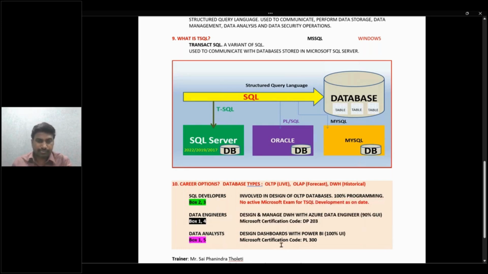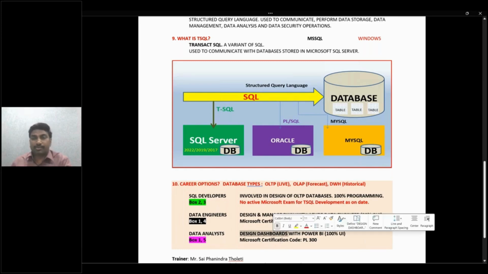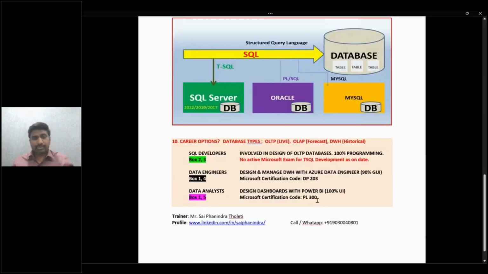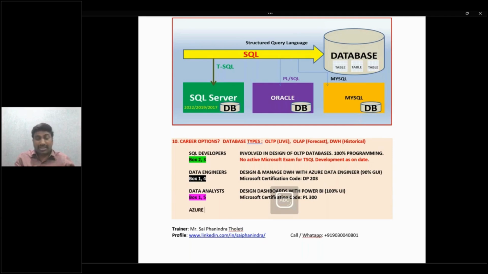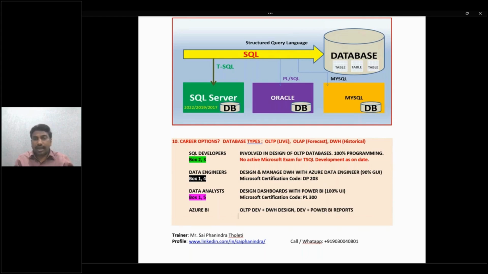Data analysts design dashboards with Power BI, separate certification PL-300, and in the recent past you see Azure BI as well. That is database design and OLTP development, plus data warehouse design and development, plus Power BI reports. And here we have something called Fabric as well, Microsoft Fabric. And the Microsoft certification code is DP-600. Okay, this is a certification code.